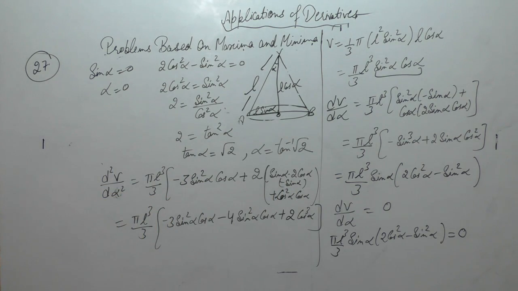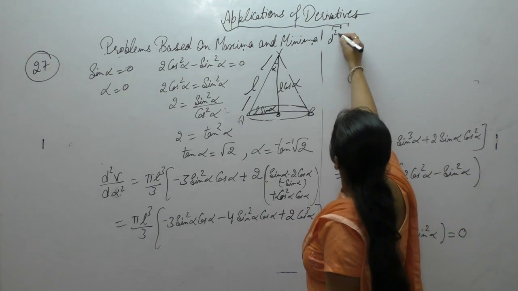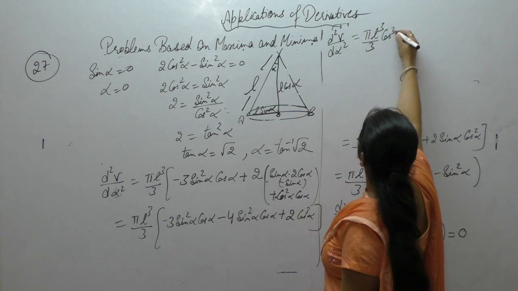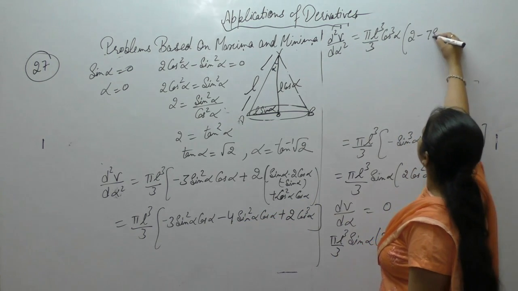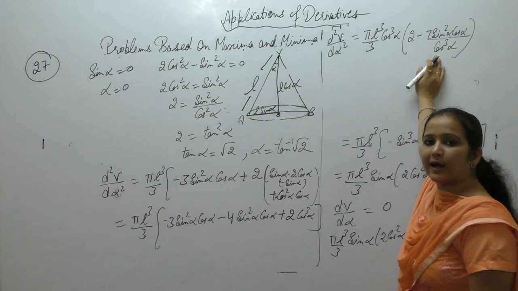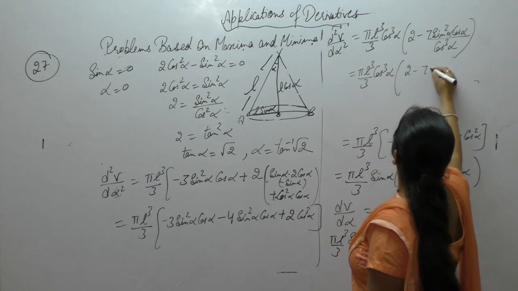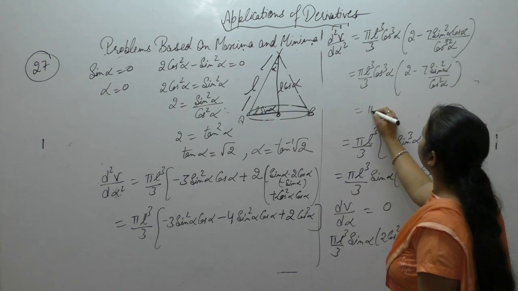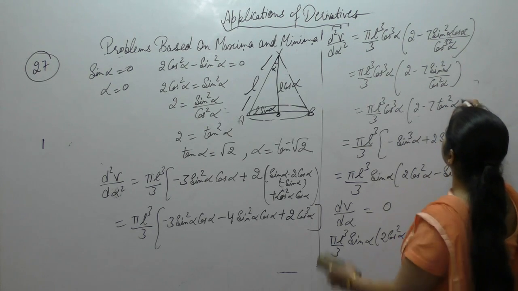Cos cube alpha is here because we have taken 2 common. Now in the next step, d square V upon d alpha square is pi L cube by 3. Take cos cube alpha common, so this is 2 minus 7 sin square alpha cos alpha. Cos cube alpha common, so we have to divide this term by cos cube alpha. So pi L cube by 3 cos cube alpha into 2 minus 7 sin square upon cos square, that is tan square. Pi L cube by 3 cos cube alpha into 2 minus 7 tan square alpha.